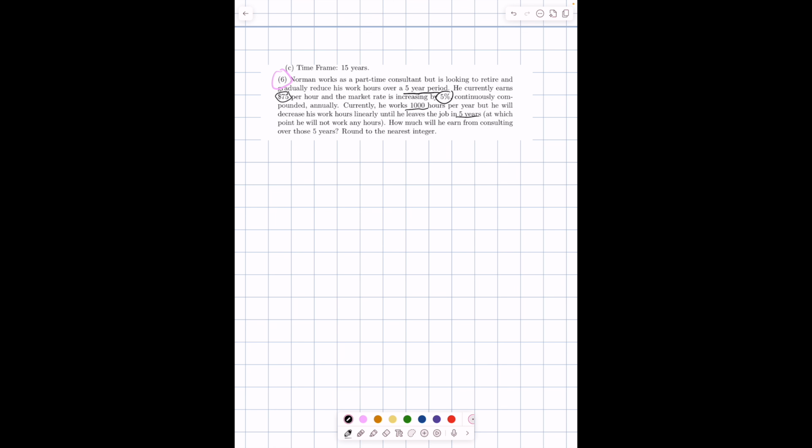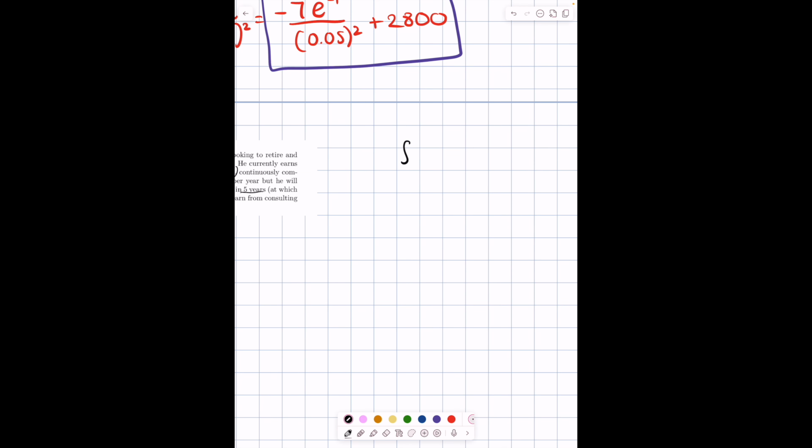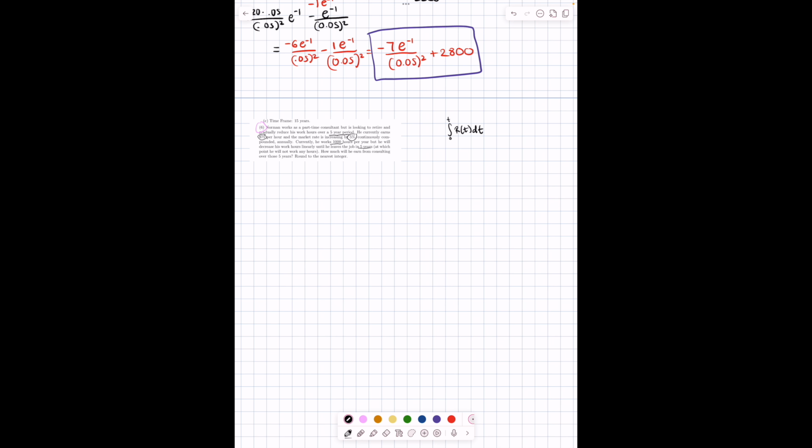So we need to think about, well, first of all, we're trying to solve for the total value. So it's just the integral from 0 to t of r dt. Now we actually need to figure out what this r of t is.